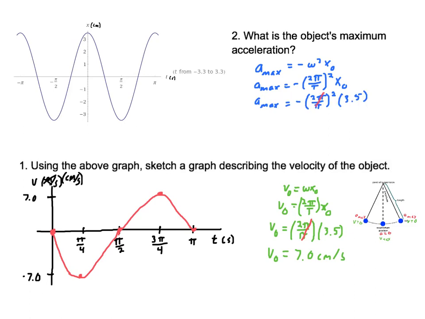In this case, again, the pi's can cancel out, maybe making what I type into the calculator a little bit easier. And I come out with a maximum acceleration equal to negative 14 centimeters per second squared. That's, of course, happening at the amplitude, in this case, happening at the positive amplitude up here. If it were at the negative amplitude, this would be a positive. So positive or negative 14 centimeters per second squared would be acceptable.